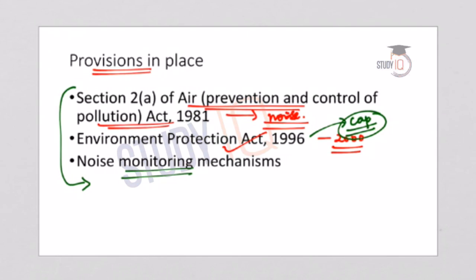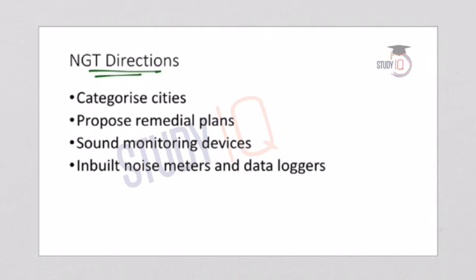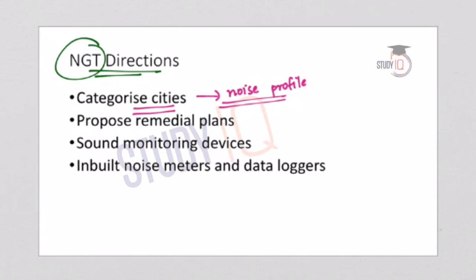Now, let us understand what are the National Green Tribunal's directions to CPCB. So, in the current affair, we have seen that the National Green Tribunal has asked the CPCB, Central Pollution Control Board, to create a roadmap in order to control the noise pollution in the country. So, first of all, NGT has asked the CPCB to categorize the cities on the basis of their noise profile, and after categorizing the cities based on their noise profile, the CPCB has to identify noisy hotspots.